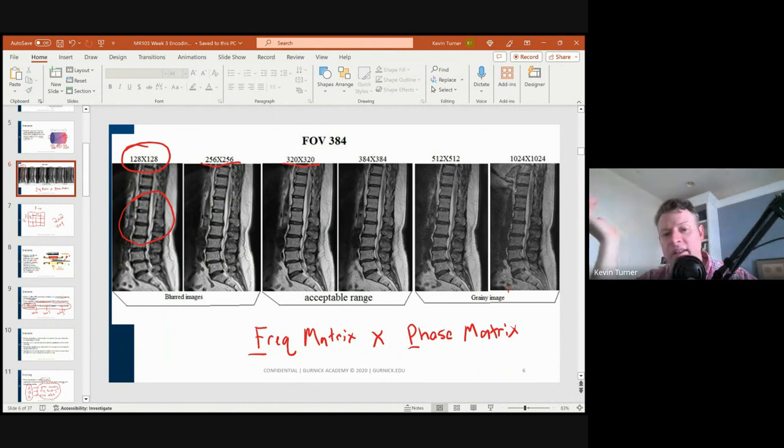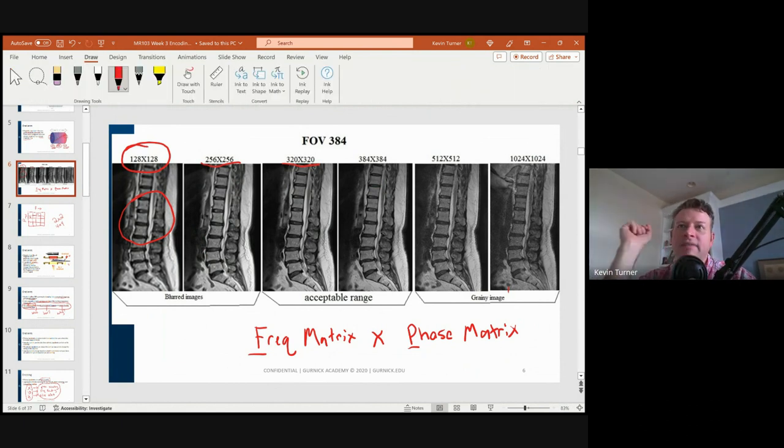Now, we can do something called NSA, NEX, or averages. If we wanted to have an image with a very high matrix and a good signal, we can pay the price of time. We'll talk more about that next week, because time is the other dimension we haven't talked about here. Next week, we talk about both time and SNR, and then we'll finish talking about the four aspects of the MRI scan.